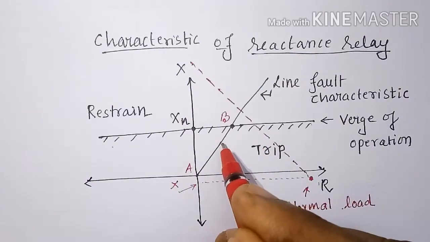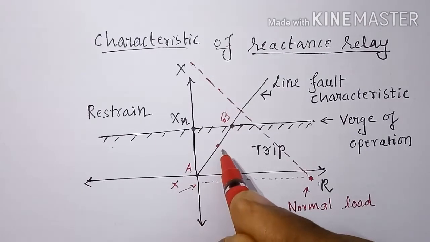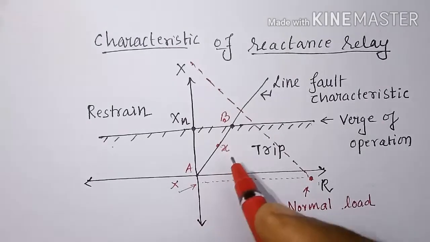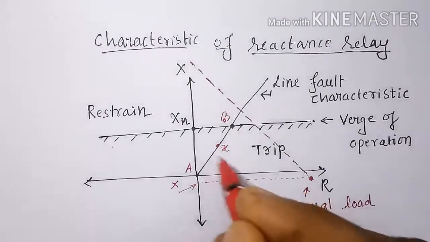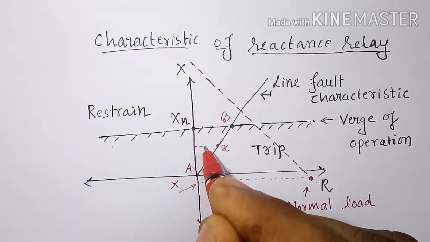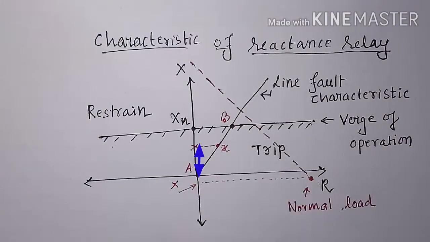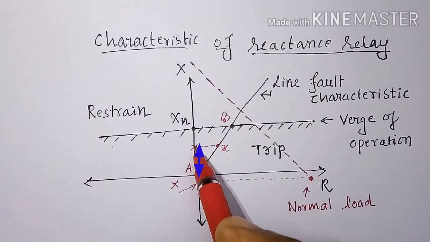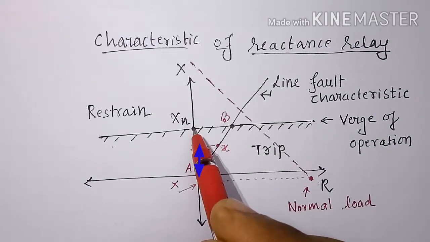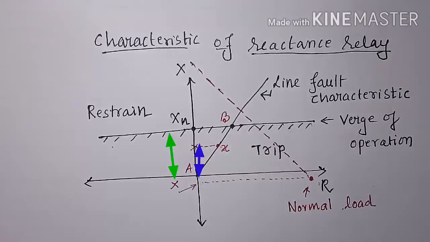For example, if fault happens to be, say, at point X, small x I have written here, the corresponding reactance is found here. This reactance is lesser than set reactance of relay. Therefore, relay will operate.